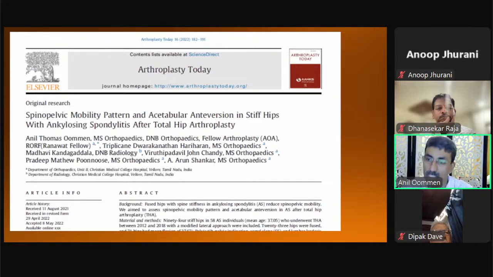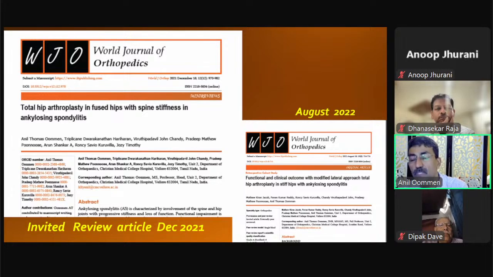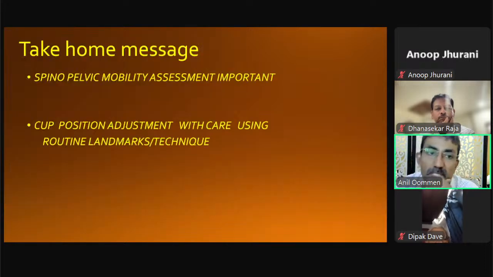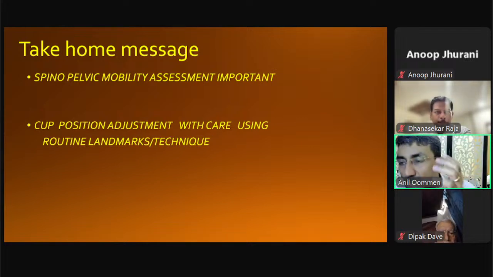We studied all these hips, especially in the ankylosing spondylitis spectrum. We studied about 58 patients with about 100 hips, and we realized that the majority of them are stuck sitting. So we needed to pay attention to these anteversion and inclination parameters so that we do not have an error in implanting these cups or in the acetabular position. This has also been described with our modified lateral approach, which we have also published. So the take-home message is that spinopelvic mobility is important, and cup adjustment has to be done with care using the routine landmarks and technique if navigation is not available.